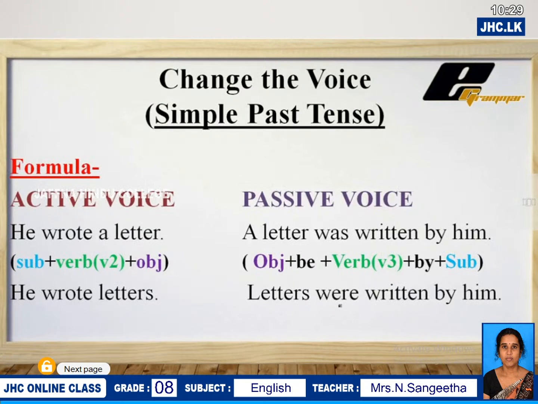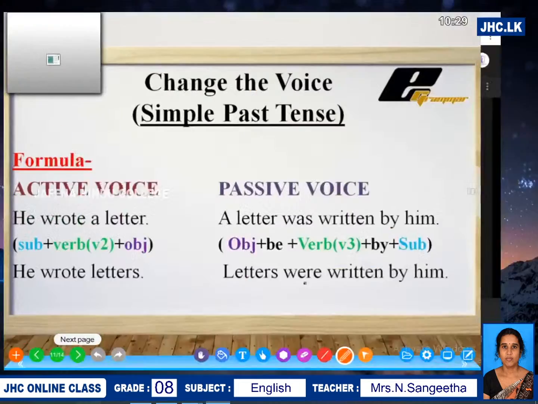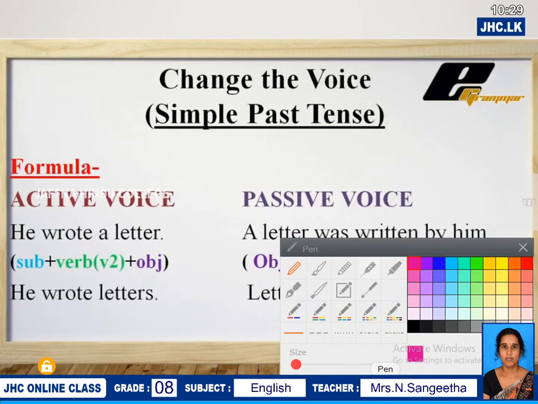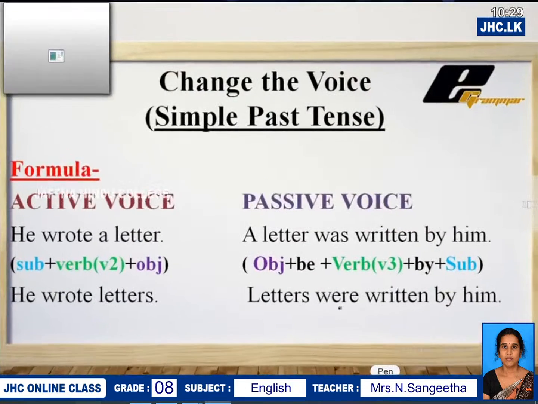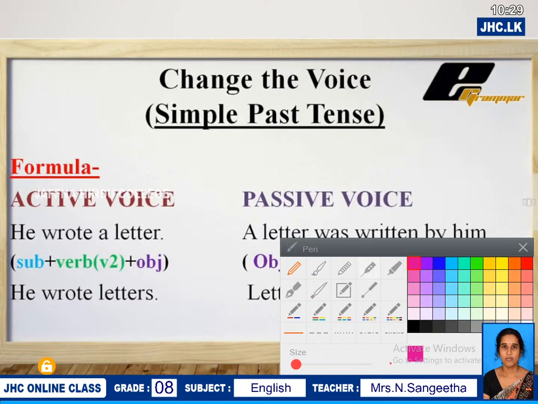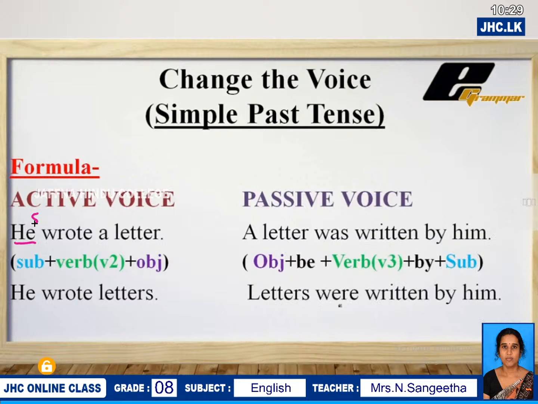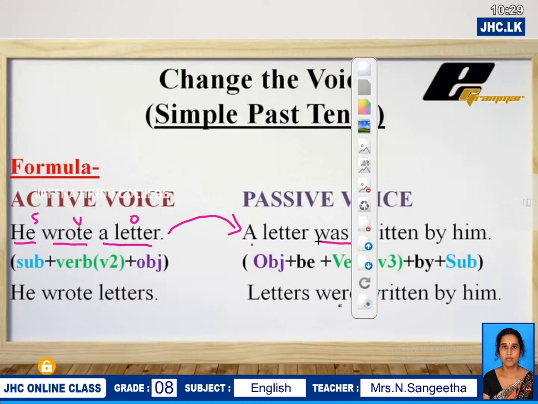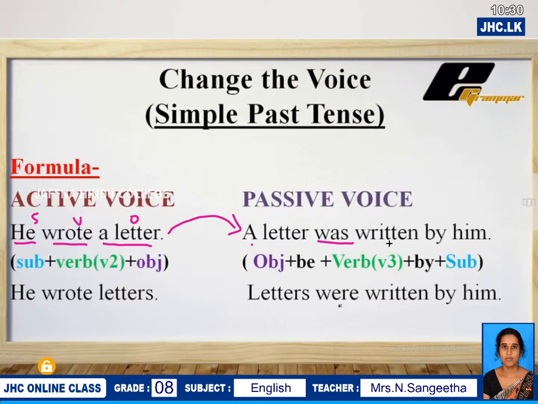Here's another example. He wrote a letter. Who wrote? He. So the subject is he. What did he do? Wrote. This is the verb. What did he write? A letter. So if you found the object, bring it to the beginning, a letter. Singular and simple past tense, so the be verb we can use is was. A letter was plus past participle of the verb, written. A letter was written by him. He is changed as him here.